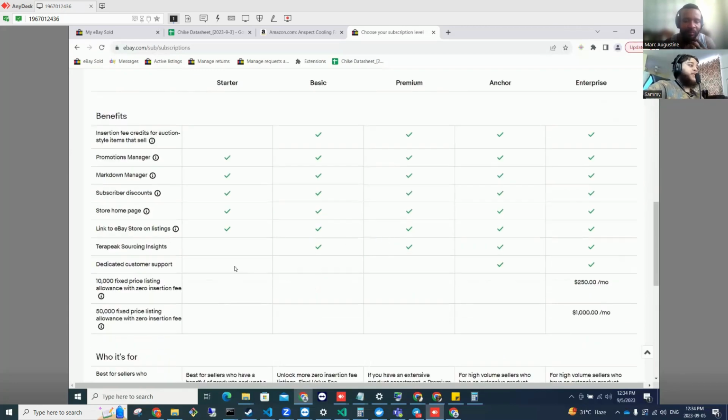And I guess some of the benefits over here is, what is all this? 50,000 allowance with zero insertion fees. Okay, whatever. Anyways, promotion. If you don't have a store, you're not able to do the markdown sales. You're not able to give the coupons. You're not able to do promotions if you don't have a store membership. So you're gonna need a store membership to go ahead and do that.